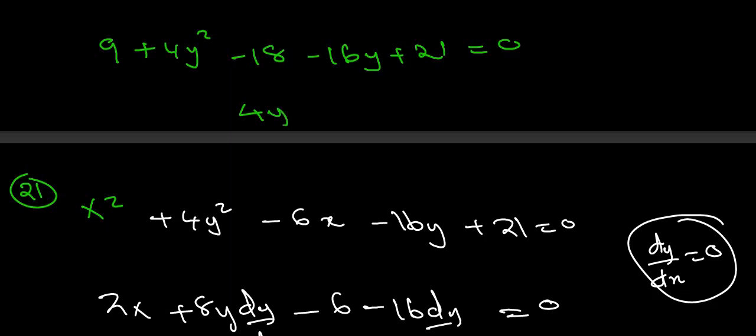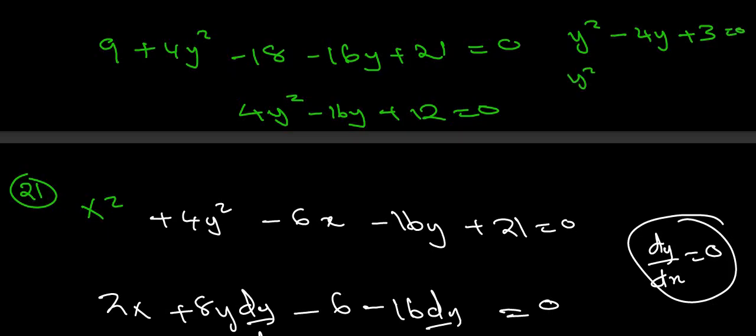It's the same as 4y squared minus 16y. So we're having a 9, that's 21 minus 9, so we're getting a 12. So this here is just supposed to be a 12. Divide everything by 4. You're going to get y squared minus 4y plus 3 is equal to 0, by the way.